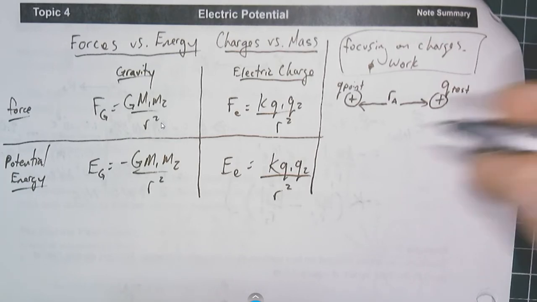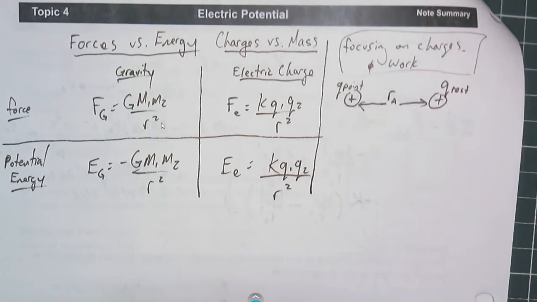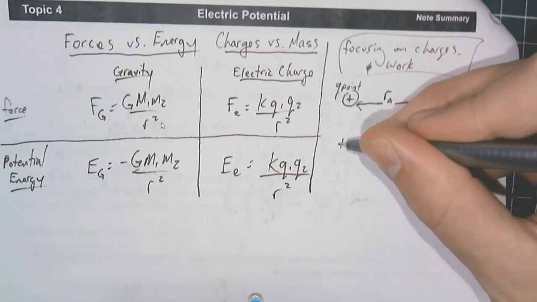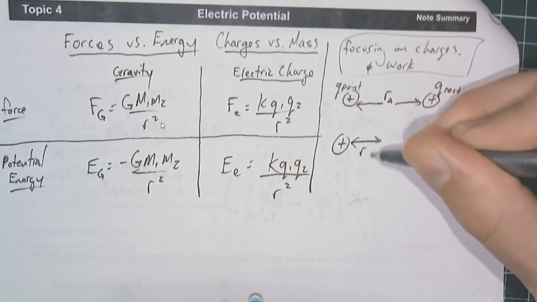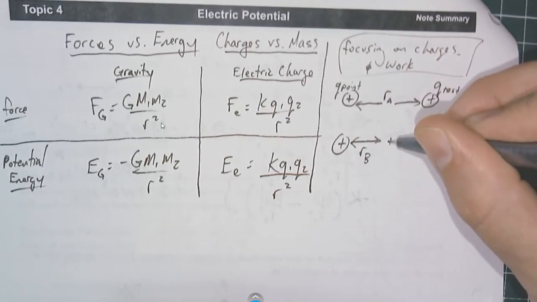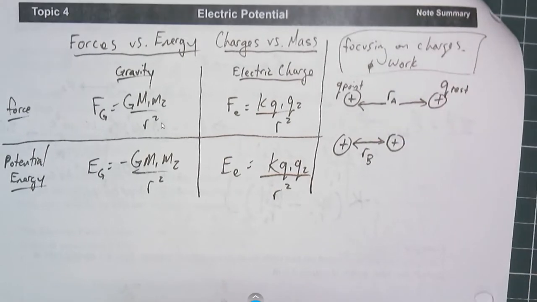So, all right. So I've got these two charges that are distance RA apart, and let's just say that at some later point, I move them closer together so that they're at a distance RB apart. So this is location B. It's still Q point and Q test, but they've gotten closer together.